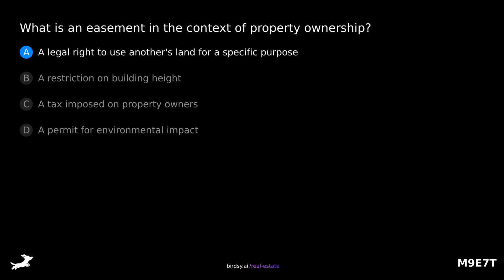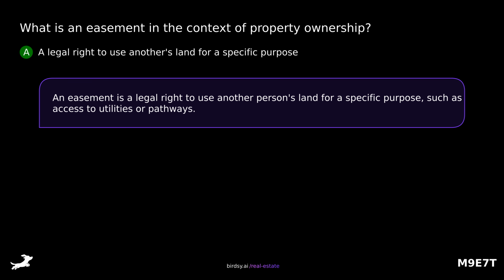What is an easement in the context of property ownership? Is it A, a legal right to use another's land for a specific purpose, B, a restriction on building height, C, a tax imposed on property owners, or D, a permit for environmental impact? The answer is A, a legal right to use another's land for a specific purpose. An easement is a legal right to use another person's land for a specific purpose, such as access to utilities or pathways.